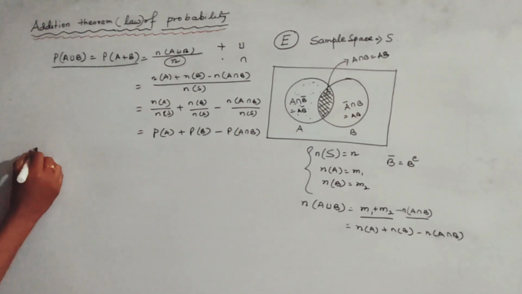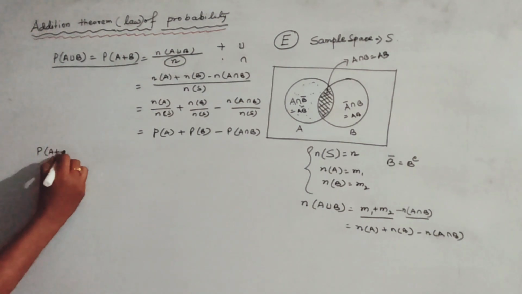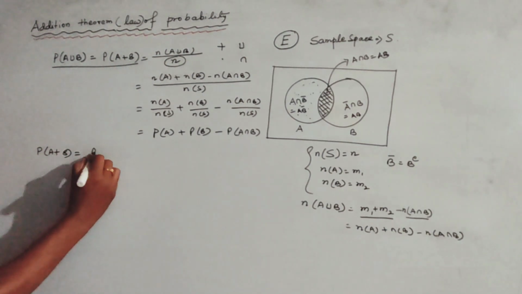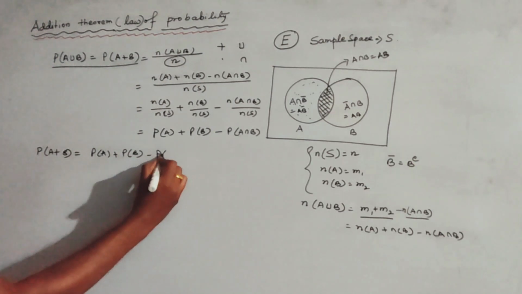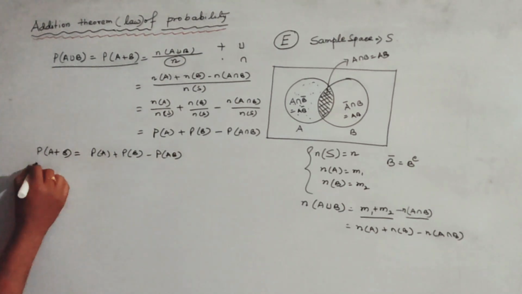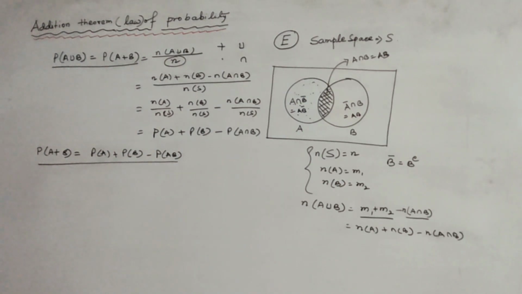That is, we can write P of A plus B is equal to P of A plus P of B minus P of AB. This is the addition theorem of probability, or addition law of probability.